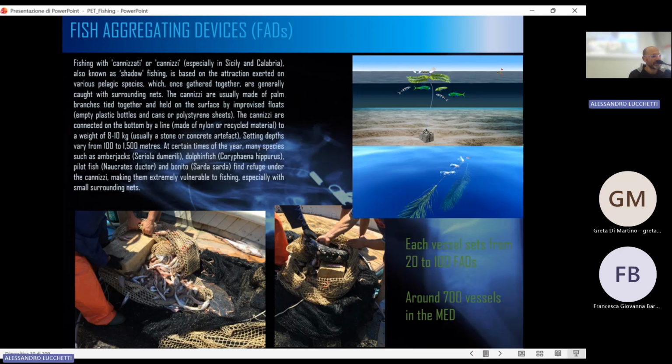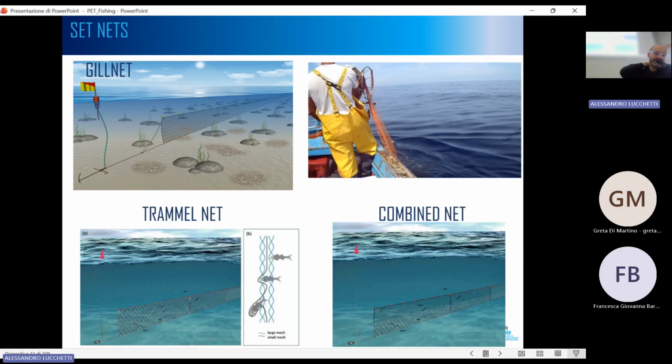I just showed you all this type of gear because they are responsible for the high level of bycatch of sensitive or vulnerable species. Obviously, also the set nets, the fixed nets like this. They are fixed because they use anchors to anchor the net on the bottom. Therefore, we have the gill net, one single netting panel, the trammel net, where you have 3 different netting panels, and the combined net, which is a mix. The lower part is a trammel net, the upper part is a gill net.